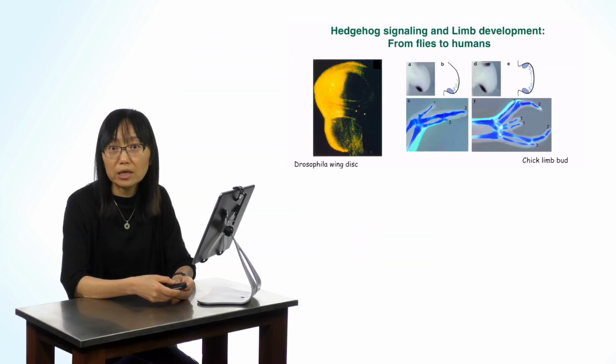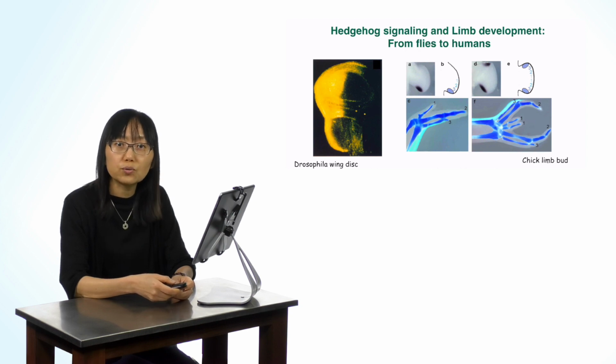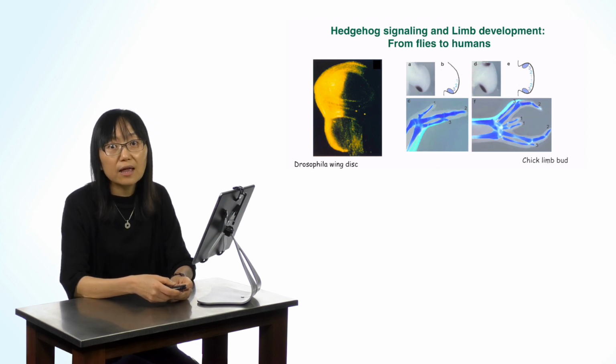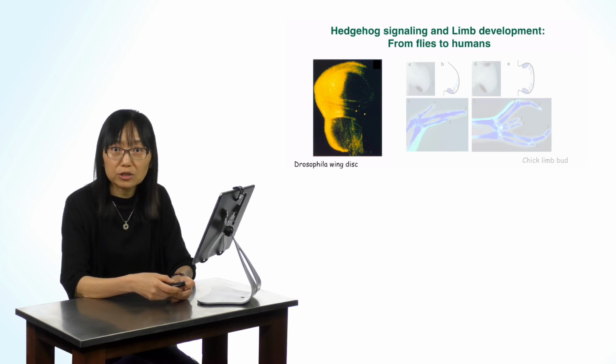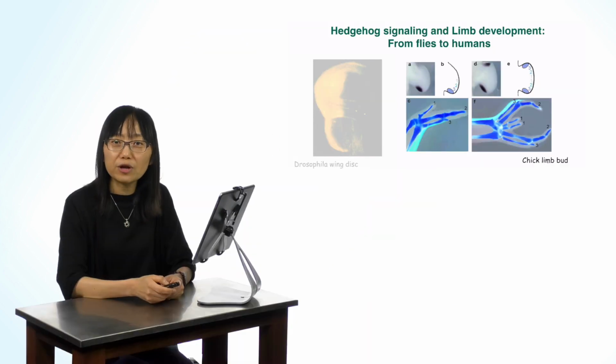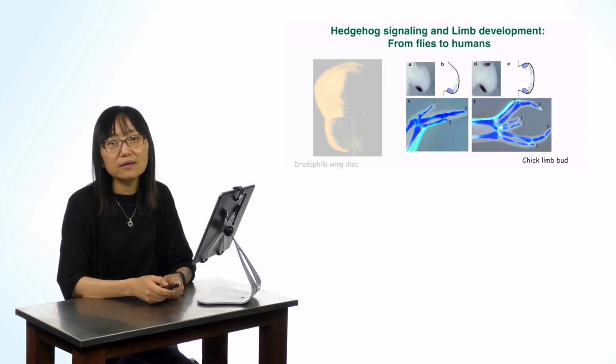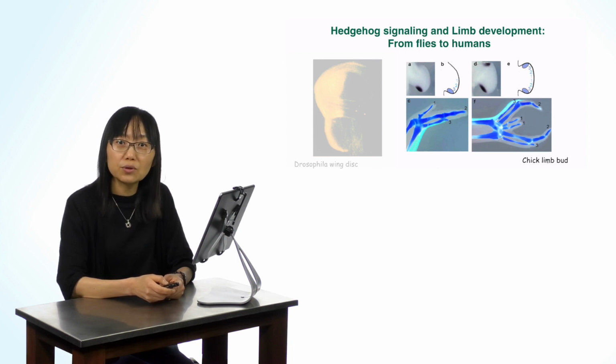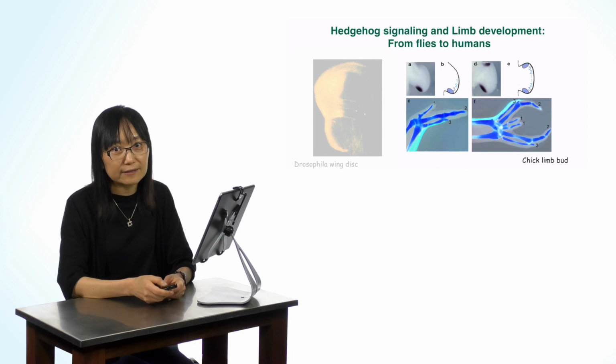Later in development, during the pupal stage, hedgehog expression is reactivated in a region called the wing disc. This is the larval tissue where the future wing will form. This image shows that hedgehog expression is restricted to the posterior half of the wing disc. Interestingly, hedgehog expression is also activated in the embryonic region of a chick embryo called the limb bud, which will form the future limb. Similar to what is seen in the Drosophila wing disc, hedgehog expression is restricted to the posterior end of the chick limb bud, and its protein forms a concentration gradient.